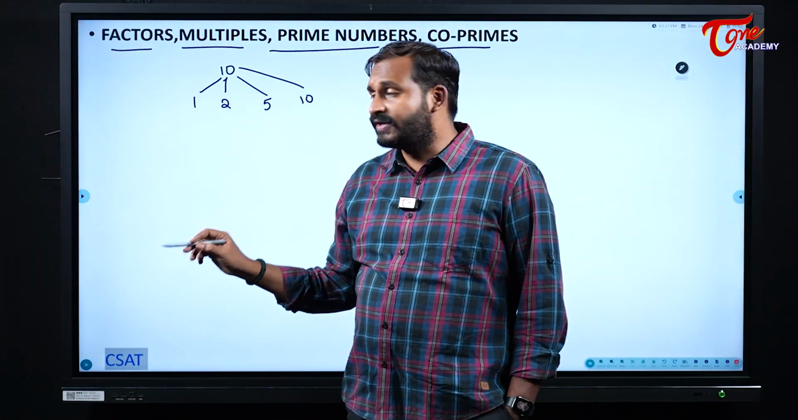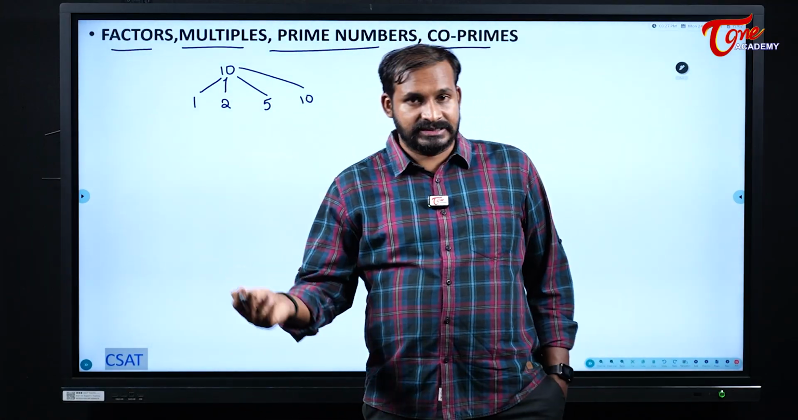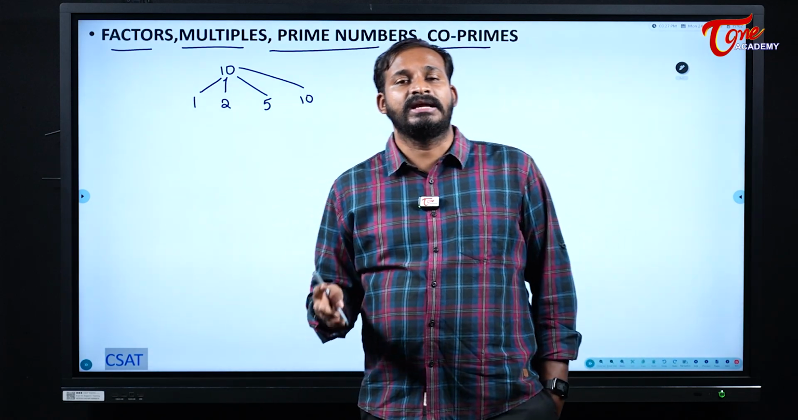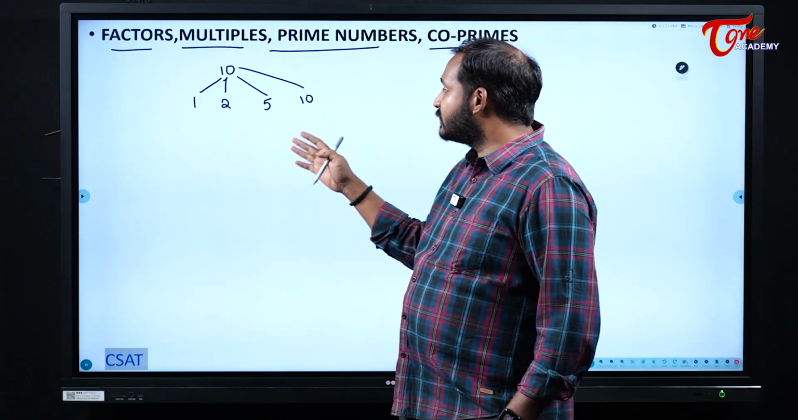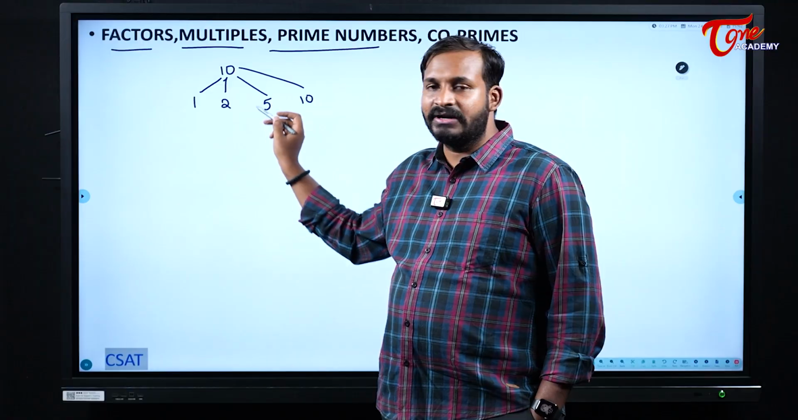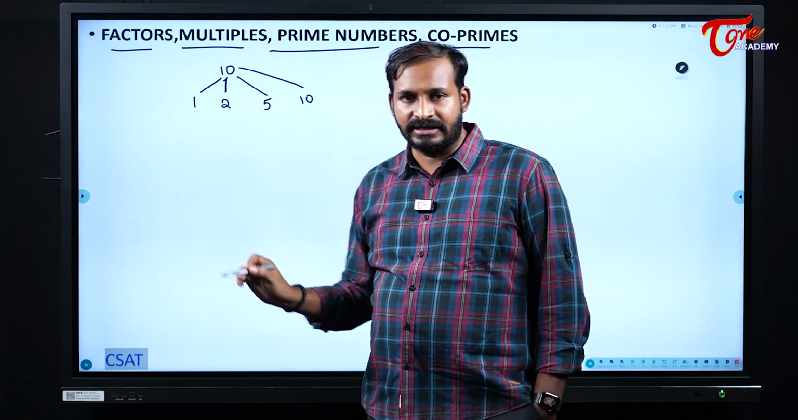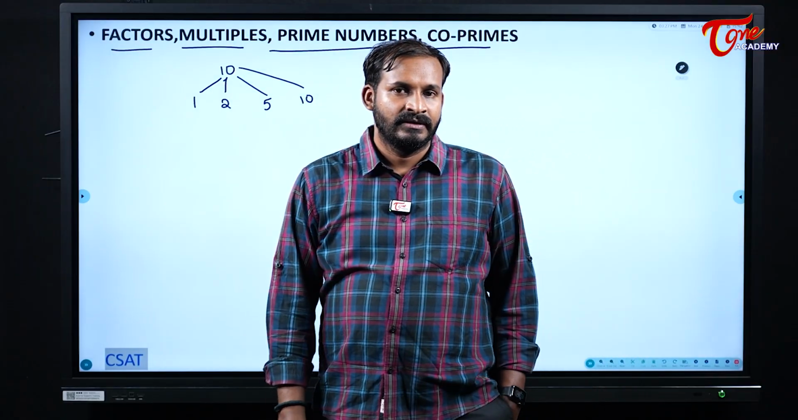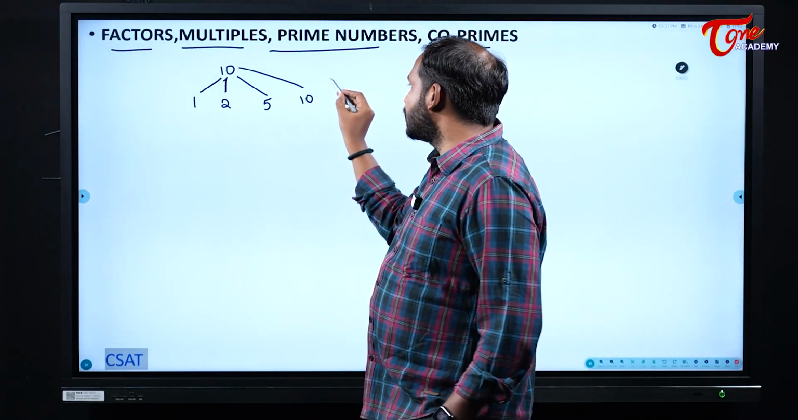So the factors of 10 mean what? The numbers which divide 10 exactly are called factors of 10. So 1 will divide 10, 2 will divide 10, 5 will divide 10 and 10 will divide 10. So 1, 2, 5 and 10 are the factors of 10. Okay. So see here students, I will tell you one limit.